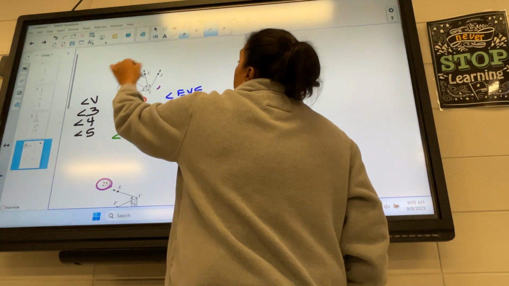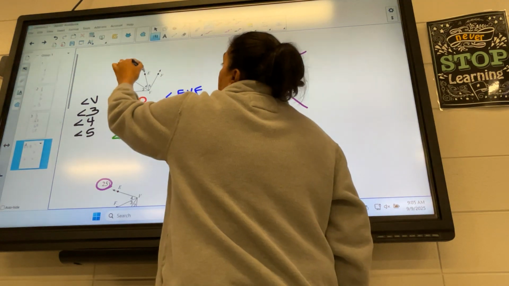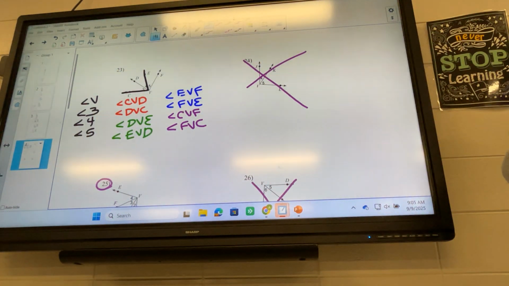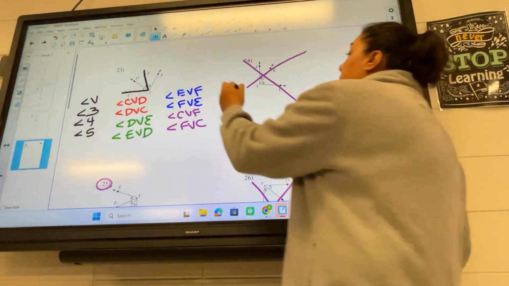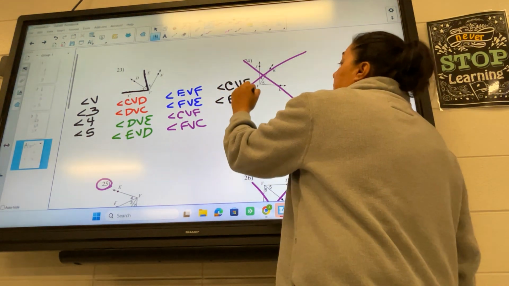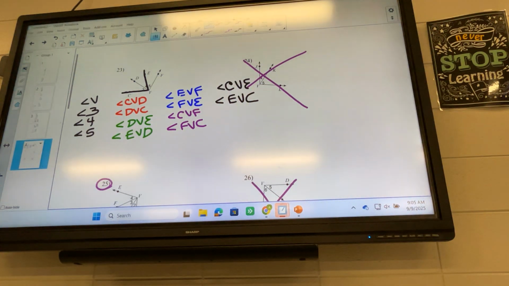Okay, the 2 medium ones. So that's gonna look like right here. Here's one of the medium ones. It's combined with the 2. Okay, because it still counts. It still has V as a vertex. So how would you name that one? CVE and EVC. So really that's like angle 3, 4. That's what's happening. Okay? And then there's one more.